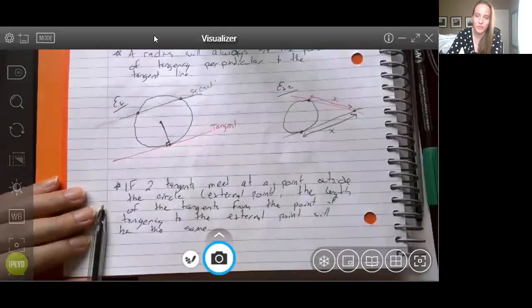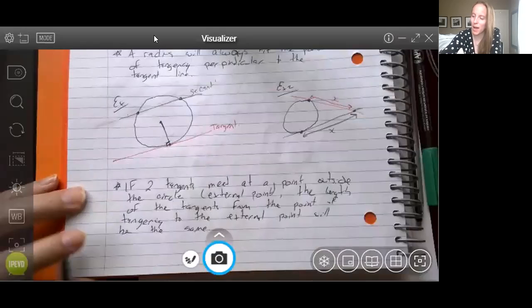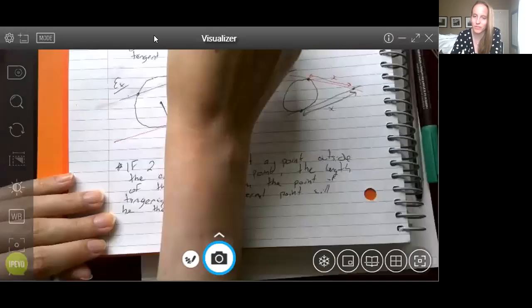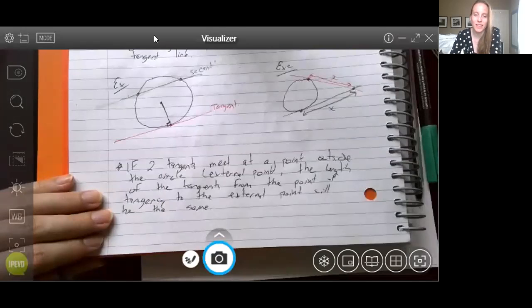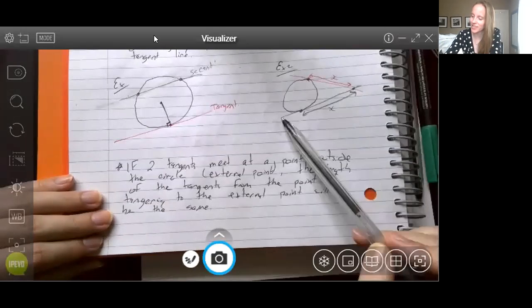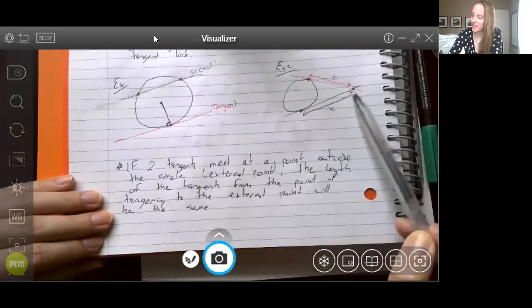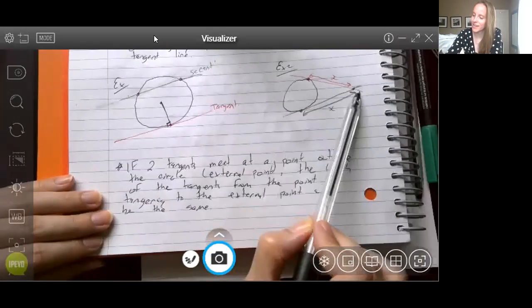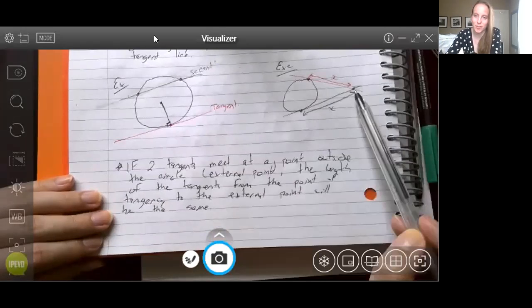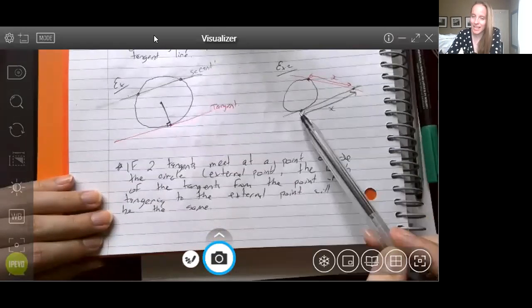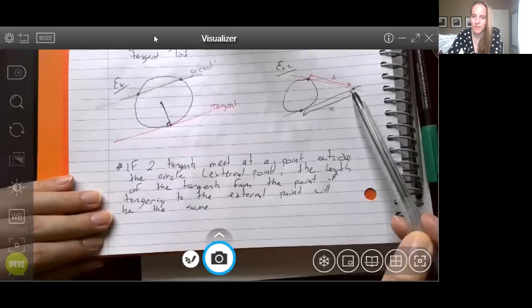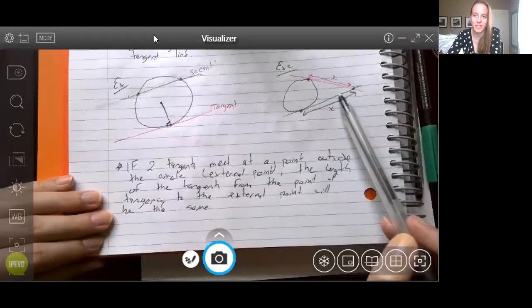If you have two tangents that meet at 1 point outside of the circle, which is called the external point, then the length of the tangent from the point of tangency to the external point will be the same. What that means is if we look at this second example over here, I have a tangent line right here. I have another tangent line right here. They are meeting at an external point. And so the length of the tangent from the point of tangency to the external point will be the same for both of these tangent lines.